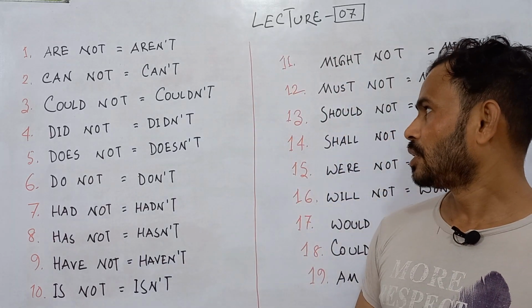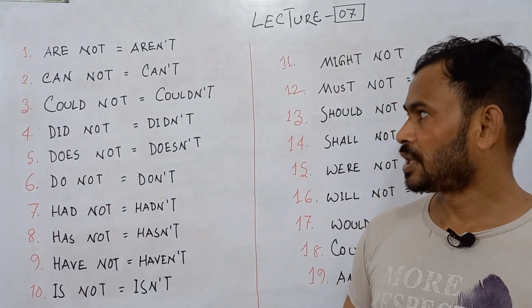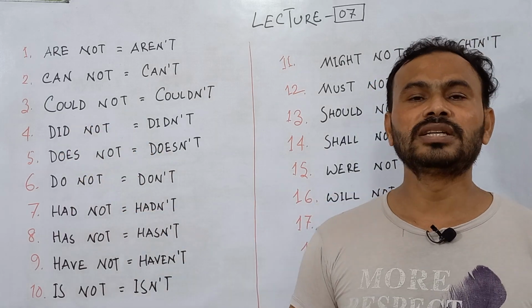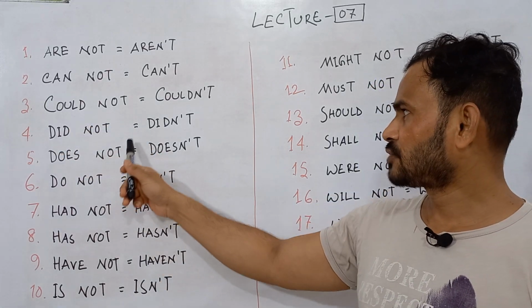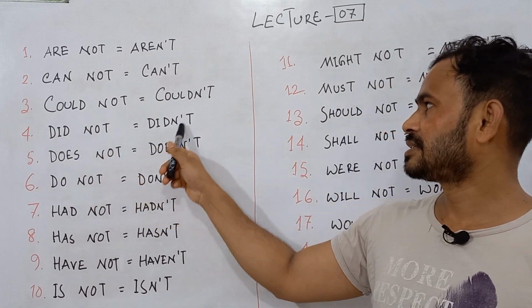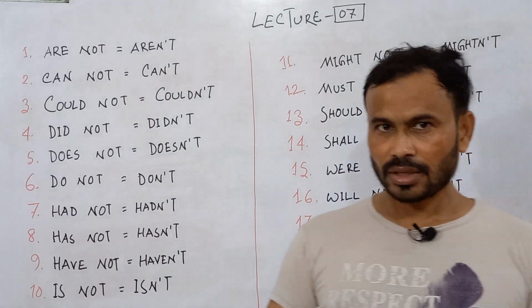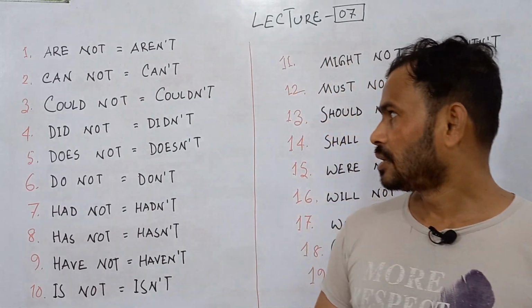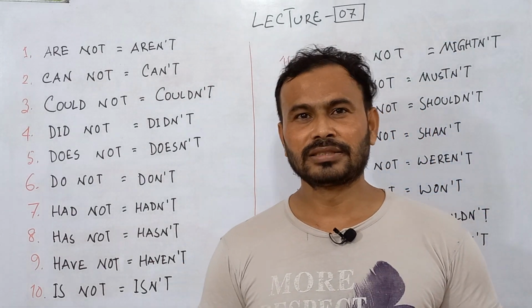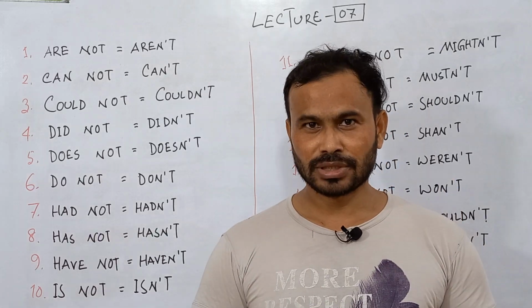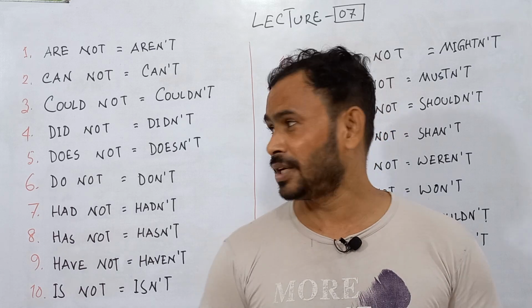Okay. So friends, let's talk about the next phrase, which is did not. Did not. The contracted form of did not is didn't. Didn't. Okay. Friends, again and again, I should say you should be very focused on the pronunciation of contracted forms. Okay.